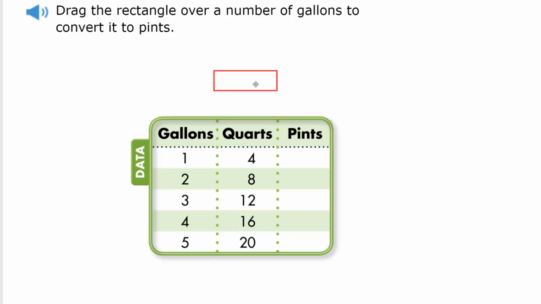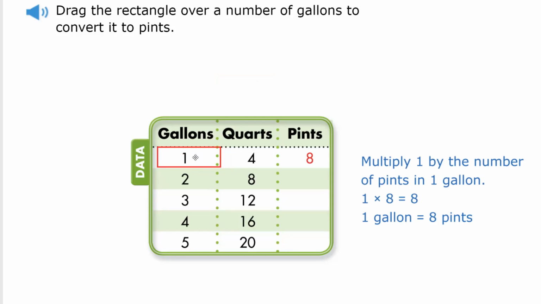Okay, so we know that there's 8 pints in 1 gallon. So if I have 1 gallon, multiply 1 by the number of pints in 1 gallon. 1 times 8 equals 8. 1 gallon equals 8 pints. So this is going to be the rule that we're going to follow. So we're going to multiply times 8 to find pints.